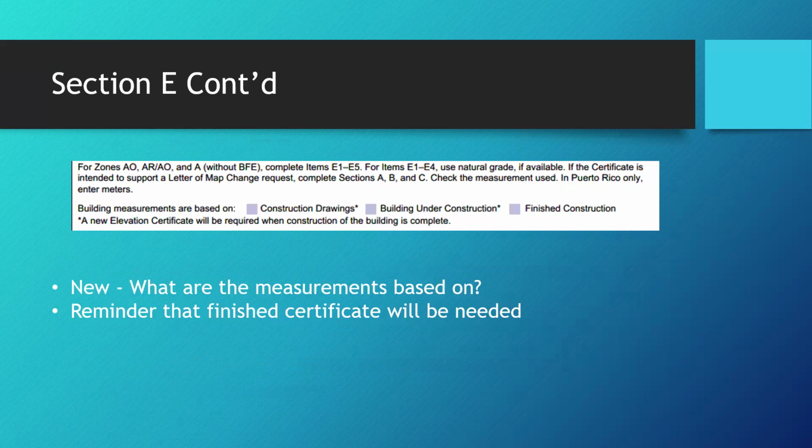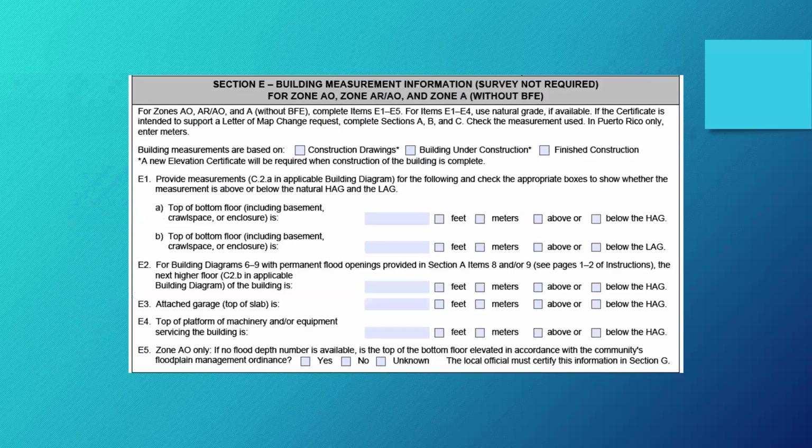So this is newer to this form versus the previous one. So what are the measurements based on? Again, we're looking at finished construction for the most part, but it could be under construction when you're doing your inspections of ongoing work. But still, again, the finished certificate is needed.